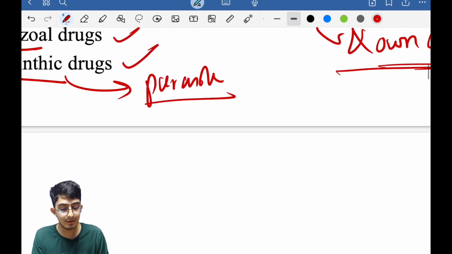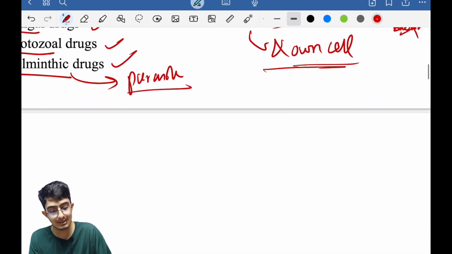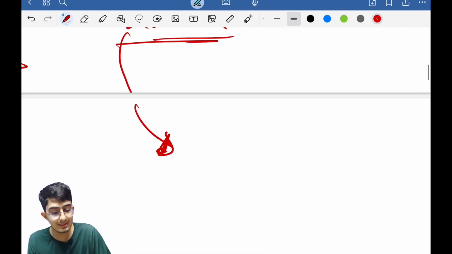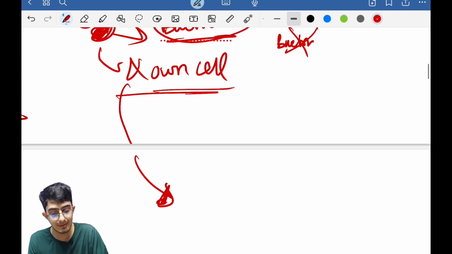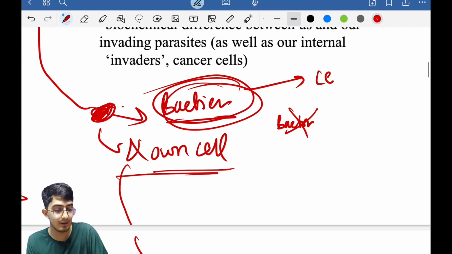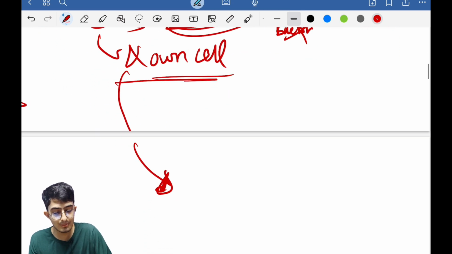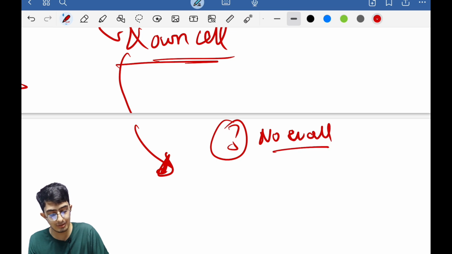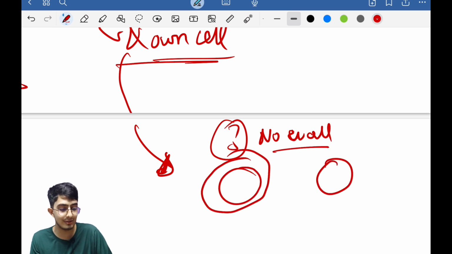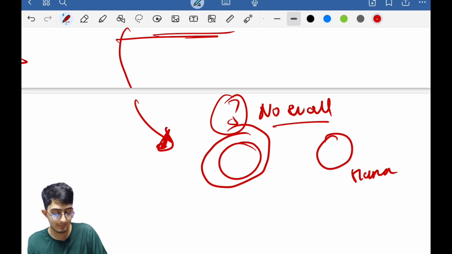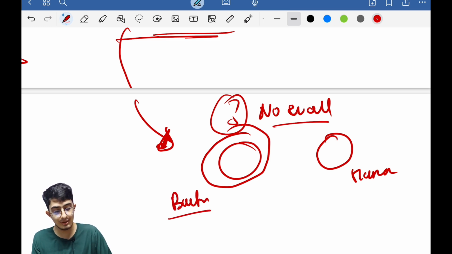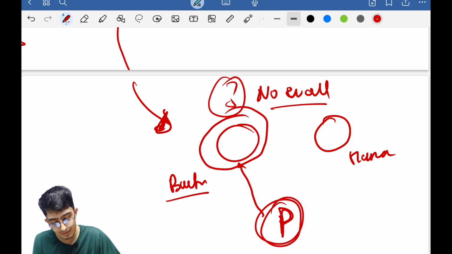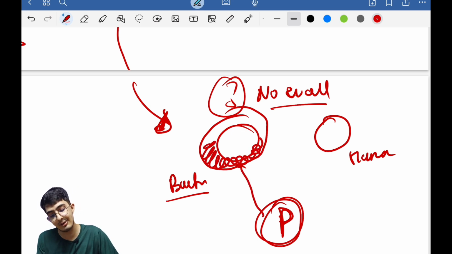So I'll just give a quick example. Since I mentioned it, I'll tell you how penicillin works, since you happen to be curious. Penicillin kills the bacteria, right? And bacteria have what? A cell wall. Do human cells have a cell wall? No, we don't have a cell wall. So this is your bacteria with the cell wall, and this is a human cell without the cell wall. When you give penicillin, this P is penicillin. Penicillin only affects the cell wall; it kills the bacteria by destroying the cell wall.